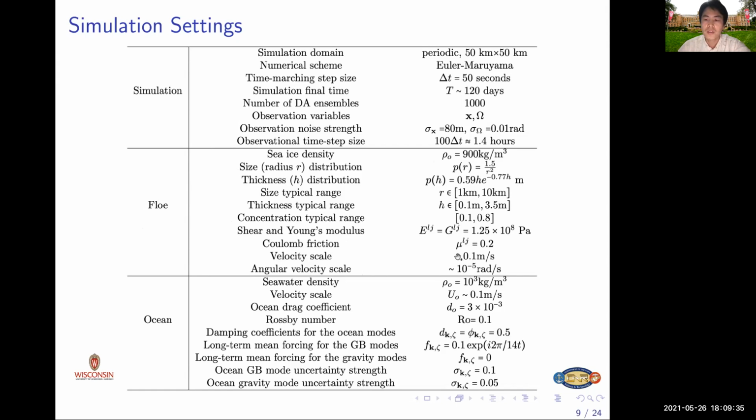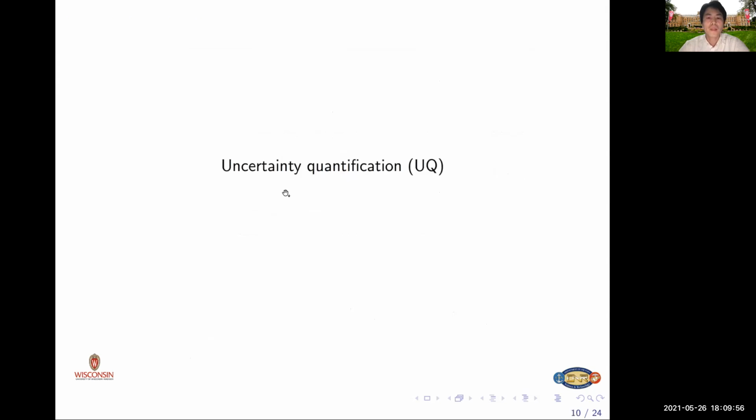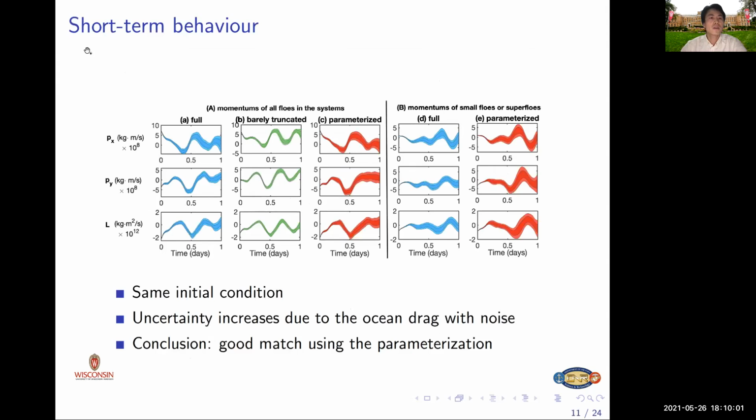Like the Young's modulus, other parameters, velocity and velocity scale. So the ocean velocity scale is 0.1 floes. And for the ocean, we set the ocean damping coefficient to be 0.5, Rossby number 0.1, and all other settings are here. So this is a very simple setting just for the purpose of illustrating the performance of the superfloe parameterization.